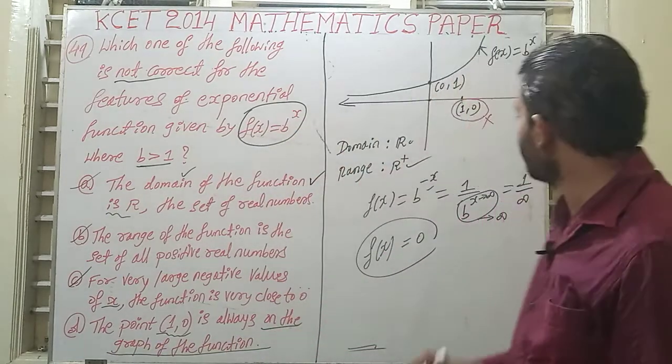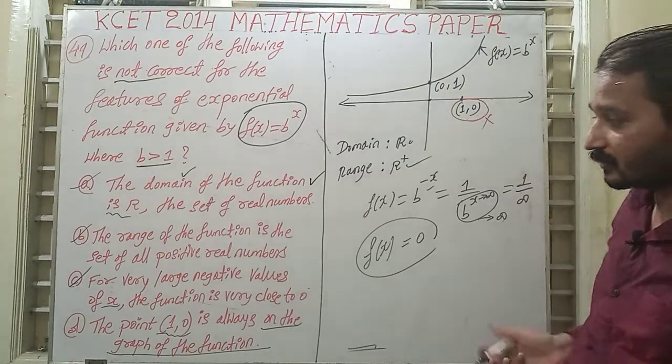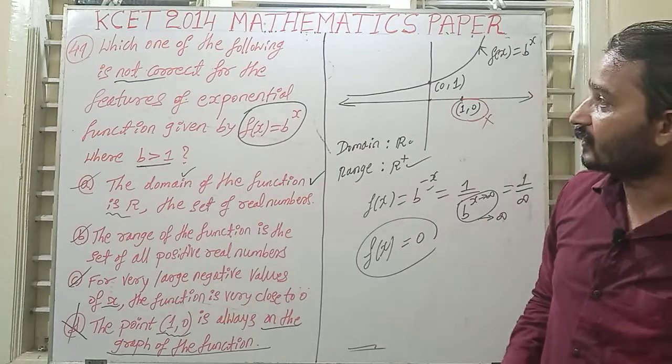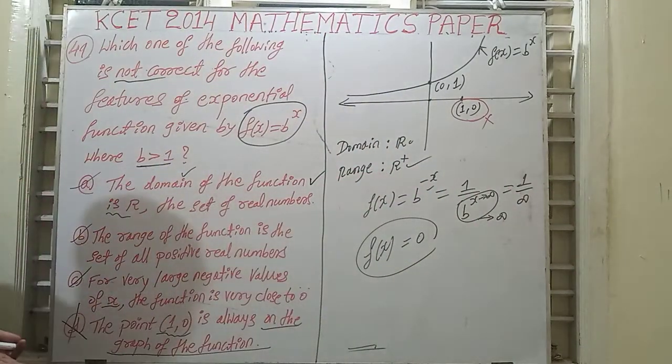No, because (1, 0) is there, so the graph does not pass through (1, 0), so option D is wrong. Okay, so read carefully once again. Which one of the following is not correct?